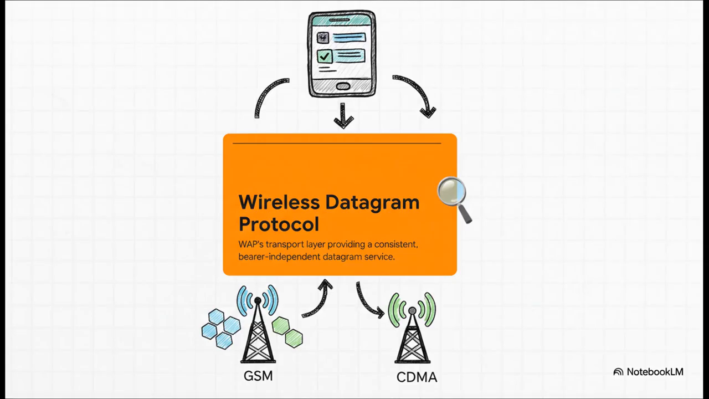And this is the key takeaway, really. WDP is what makes all the higher levels completely, and I mean completely, independent of the network below. And that was a game changer. It meant developers could write one WAP application and it would just work. They didn't have to worry about all the nitty-gritty details of the network. WDP took care of all that messy stuff.